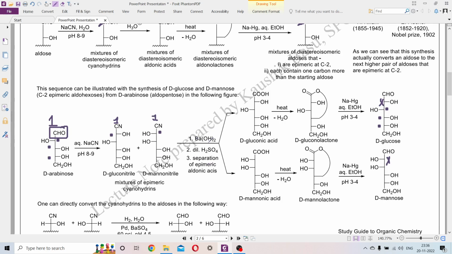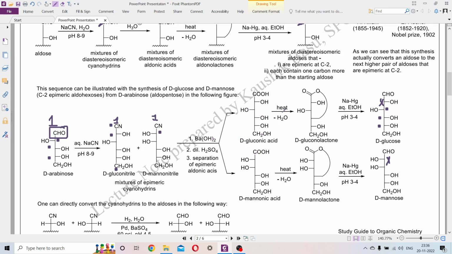Now you can hydrolyze them with an alkali solution, then acidify, and then separate the epimeric aldonic acids, because cyanides under alkaline condition will be hydrolyzed to the corresponding carboxylate salts. Acidification will give you the corresponding carboxylic acids, and with CH2OH here and carboxylic acid here, those are the aldonic acids. So basically you are going to get a mixture of D-gluconic acid and D-mannonic acid from the D-gluconitrile and D-mannonitrile mixture, and at this stage you have to separate them.